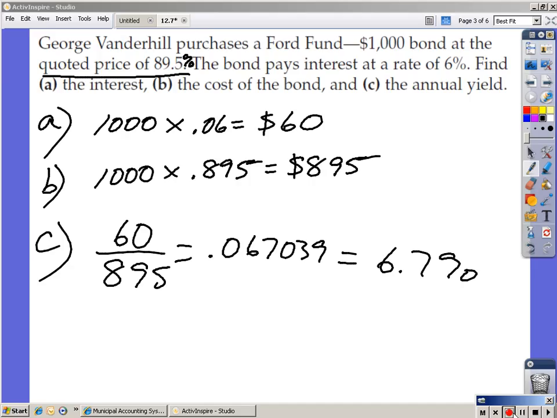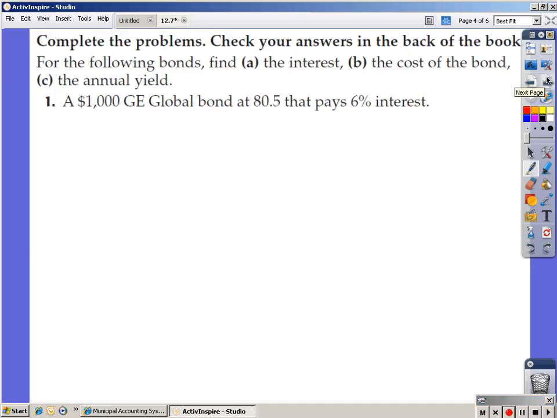All right, now let's go ahead and let's go on to problem 1 of the homework. Okay, press pause. When you're ready to see it work, press play. Okay, number 1. It says a $1,000 GE global bond at 80.5 that pays 6% interest. Okay, they want us to find the interest first.